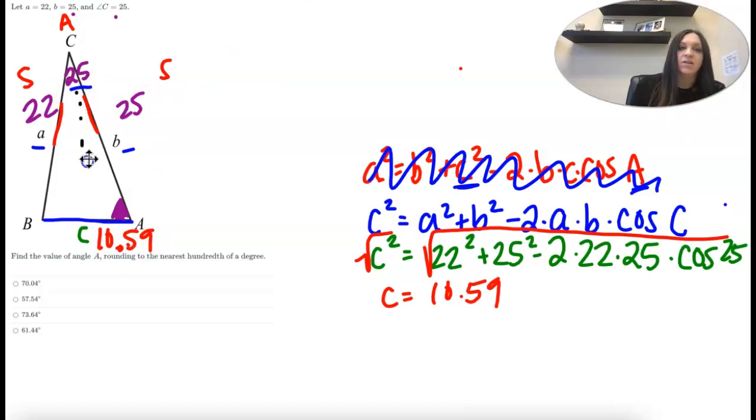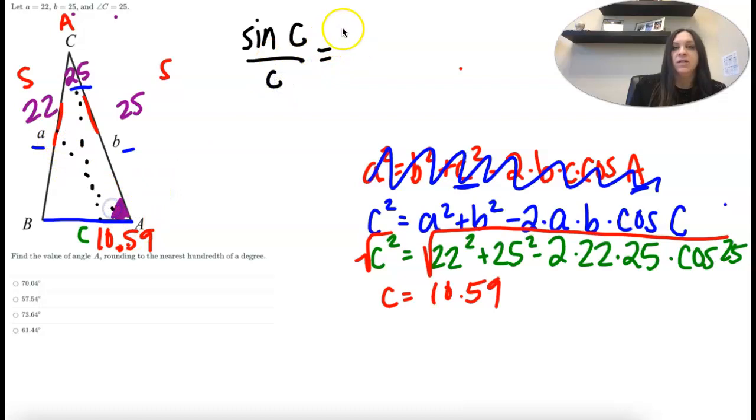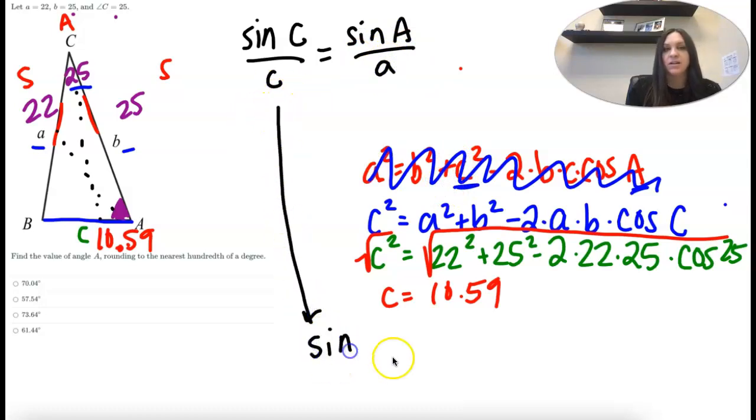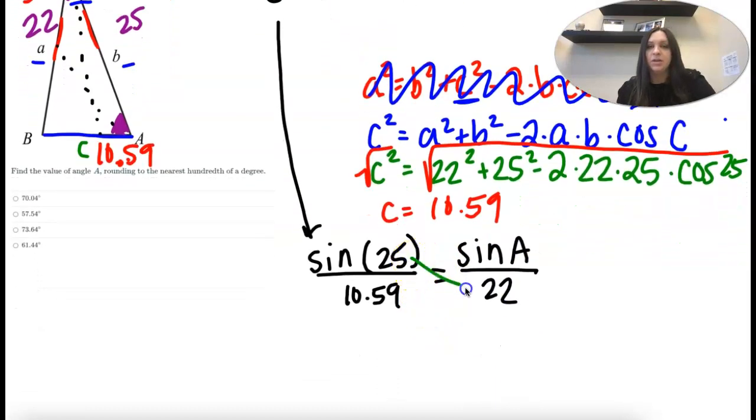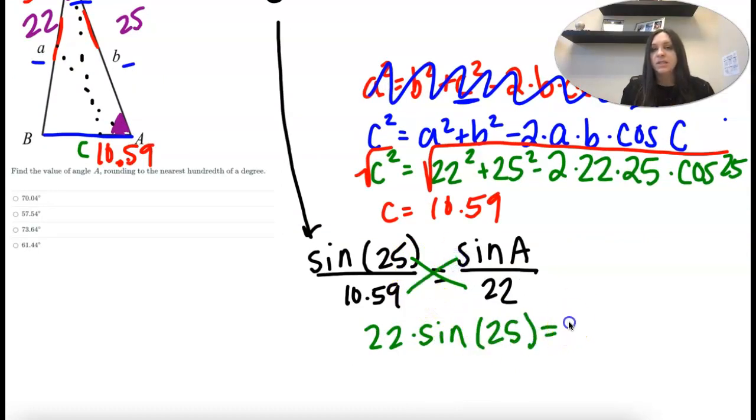And now we have all the sides, and I also have an angle across from a side. So that means I can use sine of angle C over C. And I need angle A, but I have side A. So sine of C, which is 25, over what we just found, 10.59, equals sine of A over 22. Now I'm going to cross multiply, so 22 times sine of 25 equals 10.59 times sine of A.